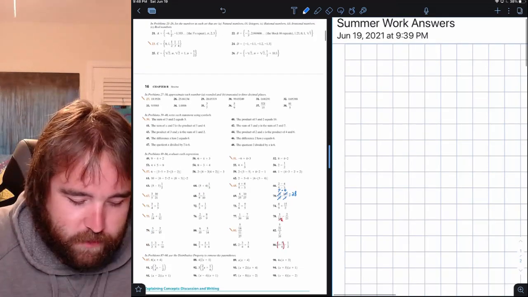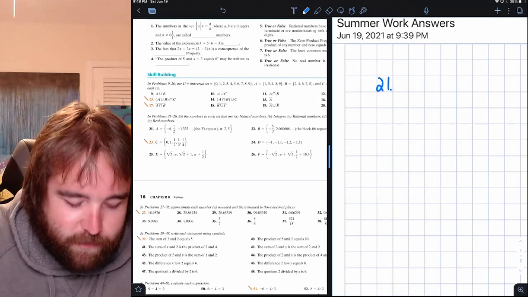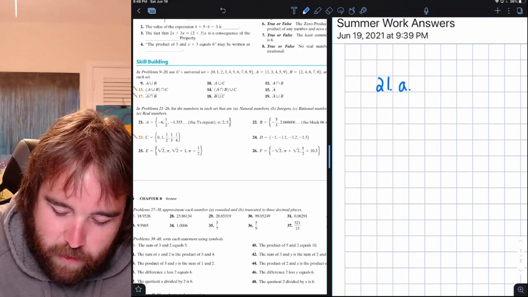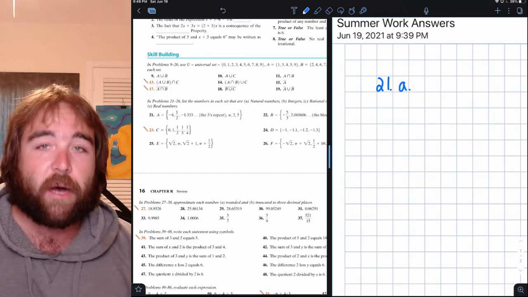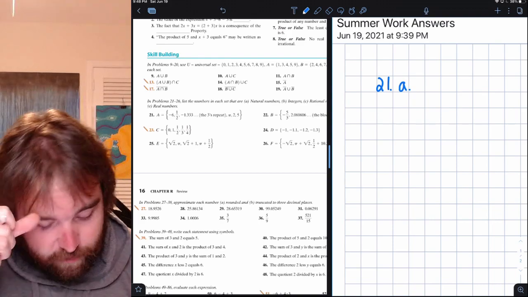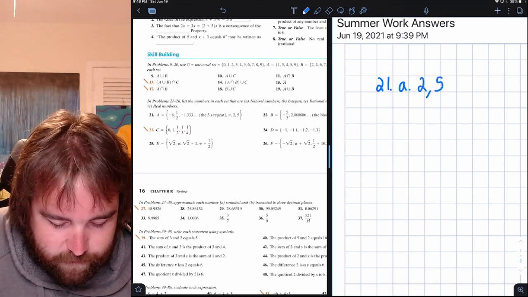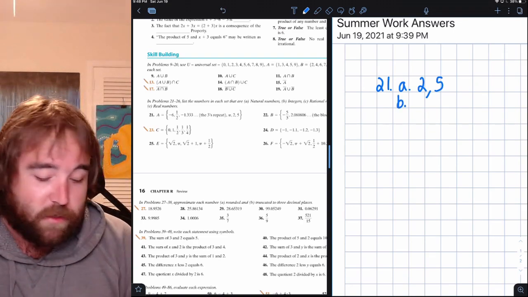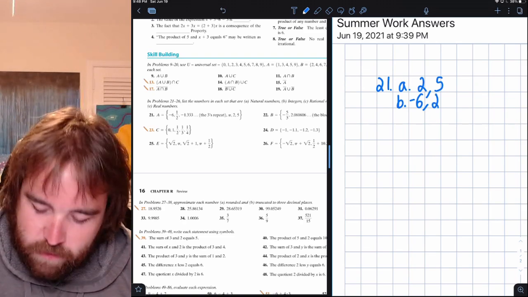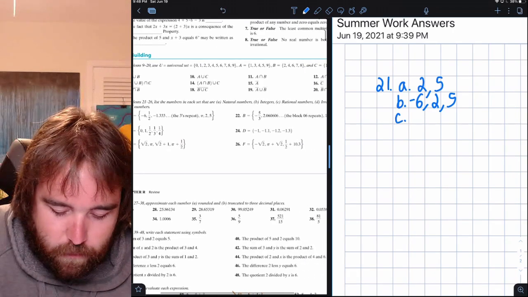So first off, we got number 21. So you see 21 is just asking us to classify each different types of number. So for A, we got the natural numbers. The natural numbers are going to be the positive integers. So here it looks like we just got 2 and 5. Then we got the integers. Those are just the numbers with no decimals. So -6, 2, and 5.